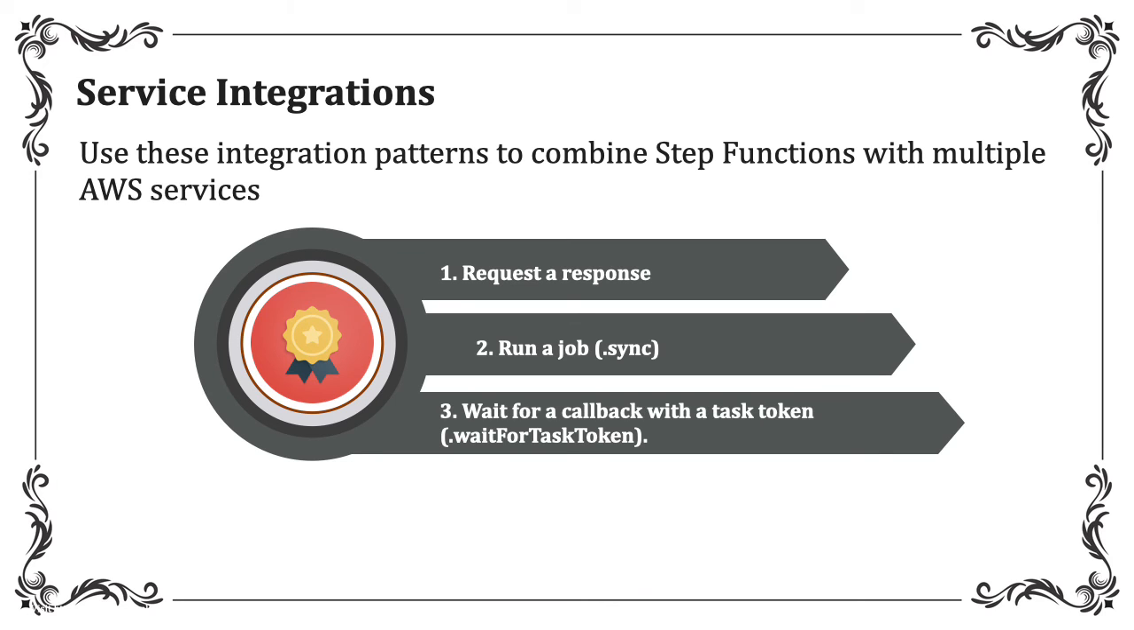The second pattern is to run a job. We see here the name of the function .sync. In this pattern, we call a service and we have a step function wait for a job to complete. The third pattern is to wait for a callback with a task token. Wait for task token. In this pattern, we call a service with a task token and we have a step function wait until the task token returns with a callback.